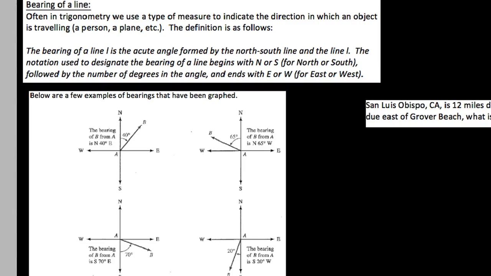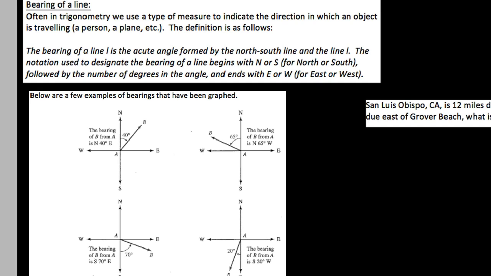This is my last video I'm doing on right triangle trig application problems, but this is a very important one because in this video we discuss what we mean when we say the bearing of a line, okay? And so oftentimes in navigation we talk about the bearing of a line. This is different from the heading of a line, but it's a type of measure we use to indicate what direction something is going in.